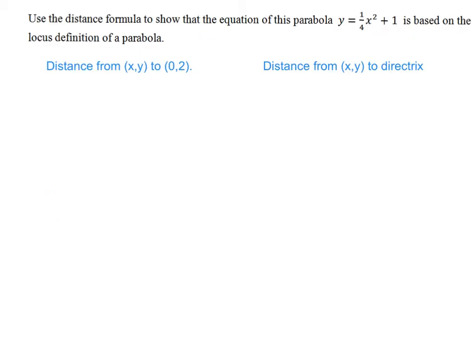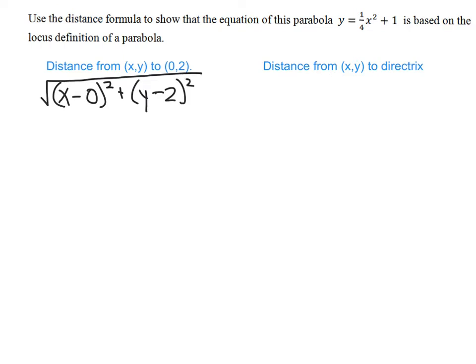So let's go ahead and calculate these two distances. First of all, I'm going to go from the point x, y to the focus, which is (0, 2). So when I do that distance, I'm going to use my distance formula and say the square root of, using my points, the difference of the x coordinates, so x minus 0 squared, plus the difference of the y coordinates, y minus 2 squared.